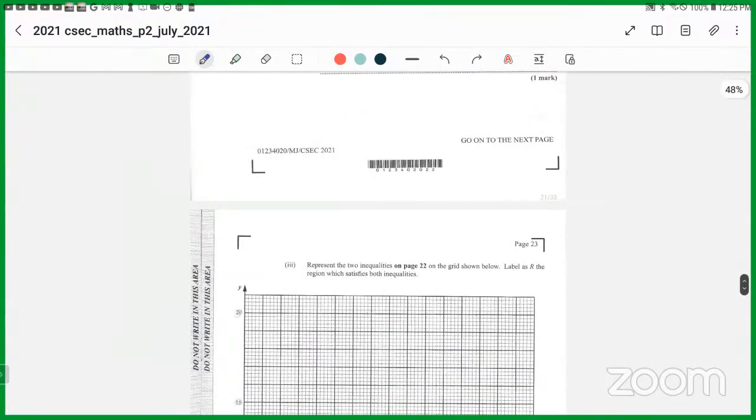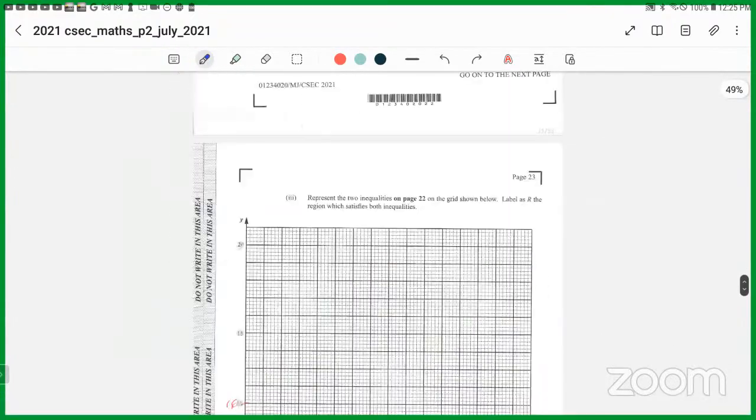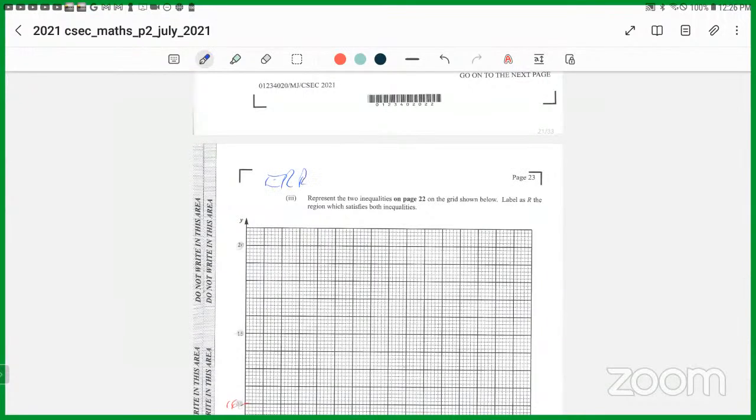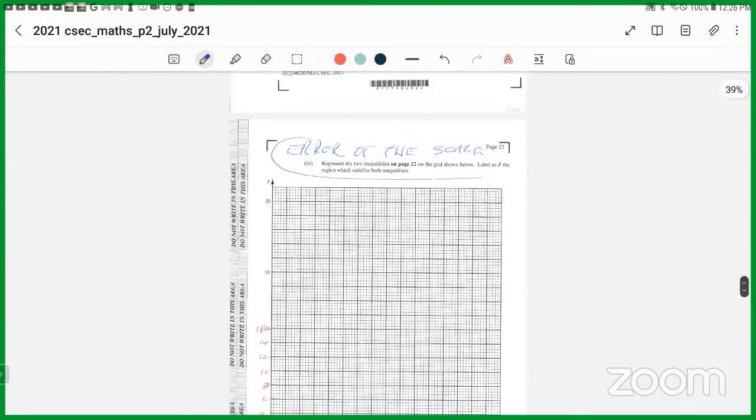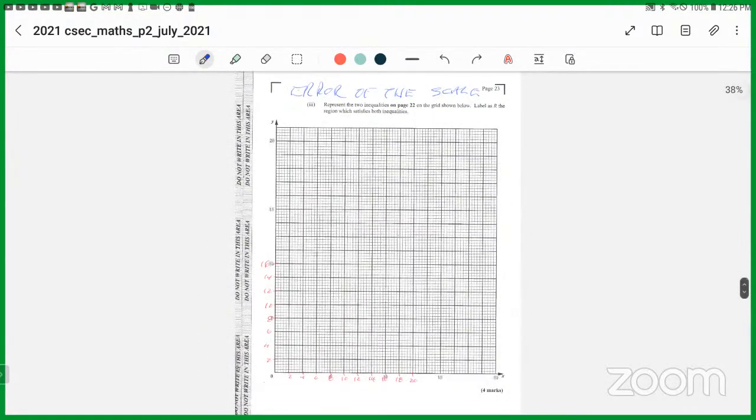I might put a note and say error on the scale, and they will see it. I might put this on my paper and say error on the scale, so I'm going to change it. That's why I change it.